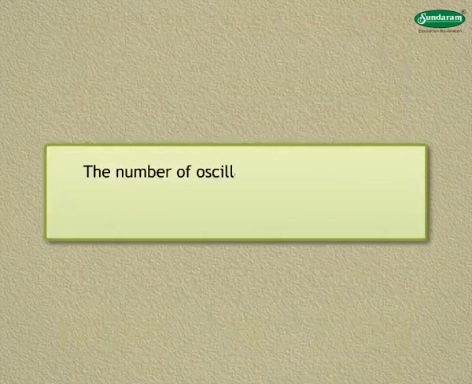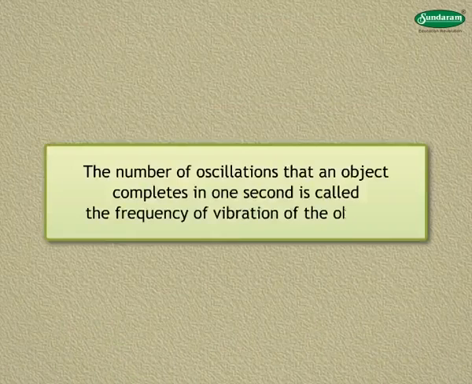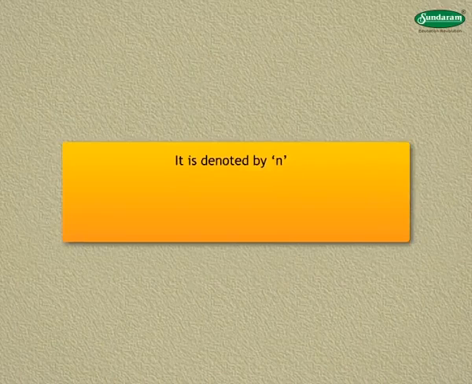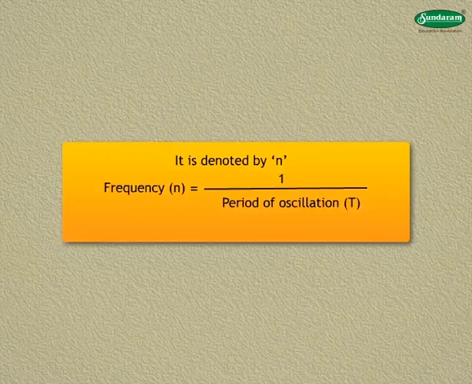The number of oscillations that an object completes in 1 second is called the frequency of vibration of the object. It is denoted by small n. Thus, we express frequency n is equal to 1 upon period of oscillation T. The unit of frequency is per second.